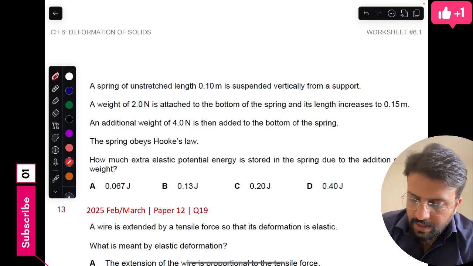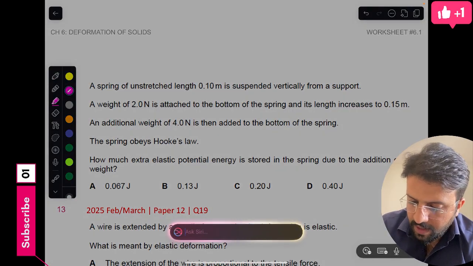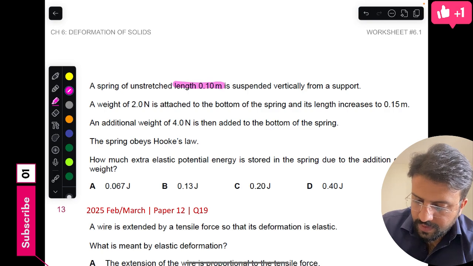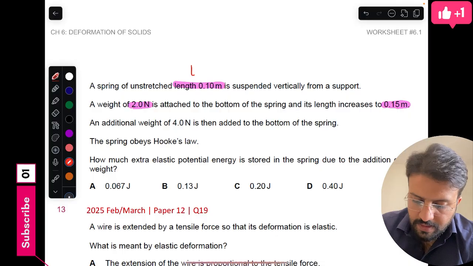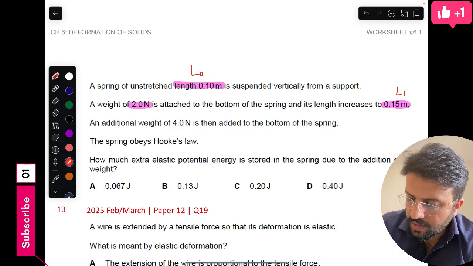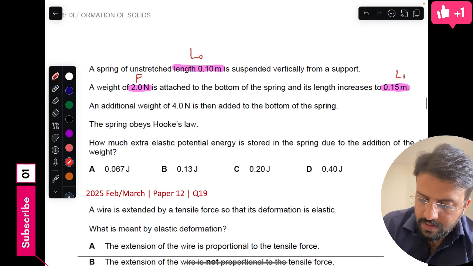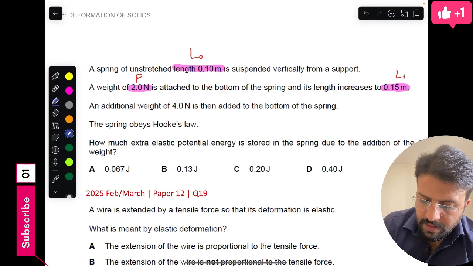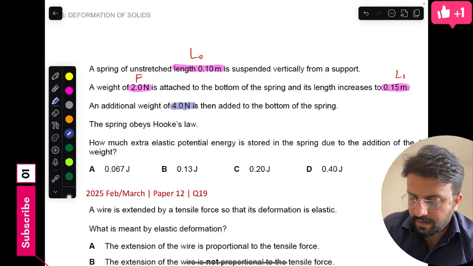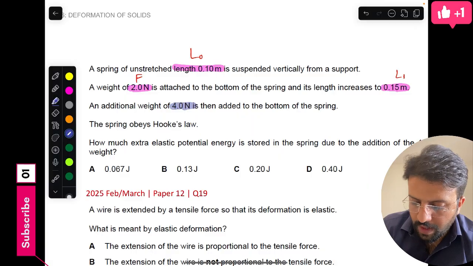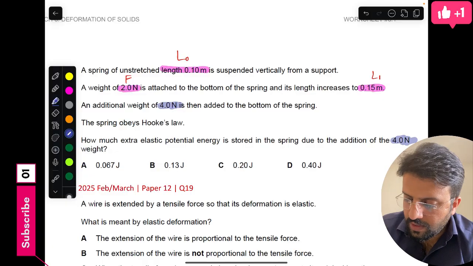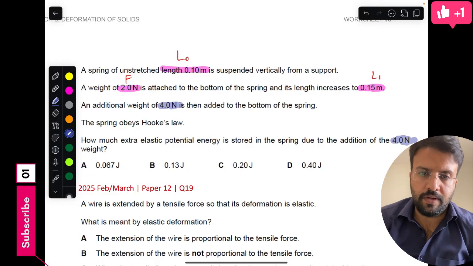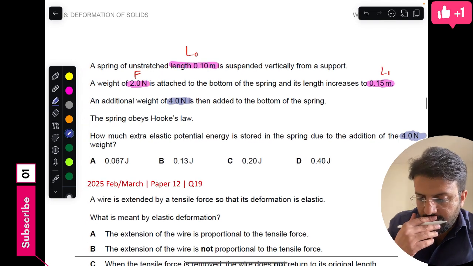In the next question, a spring of unstretched length 0.1 meter is suspended vertically from a support. A weight of 2 Newton is attached to it. Let's call the initial length L0 and this the final length, this is the force. Then you have increased the force. In another scenario, an additional weight of 4 Newton is added, and it is obeying Hooke's law. How much extra elastic energy is stored in it when the additional weight of 4 Newton is added? So you have to find the additional elastic energy.